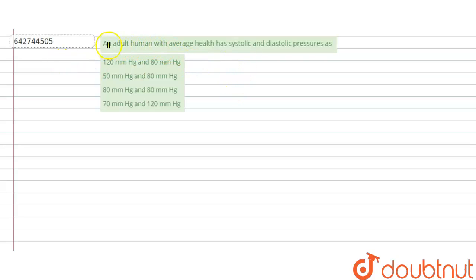Hello everyone. So the question here is that an adult human with average health has systolic and diastolic pressures as 120 mmHg and 80 mmHg, 50 mmHg and 80 mmHg, 80 mmHg and 80 mmHg, 70 mmHg and 120 mmHg. So here in the question they are asking that when we talk about an adult human with an average health, it has the systolic and diastolic pressures as, right?